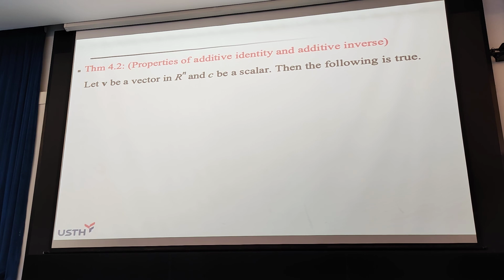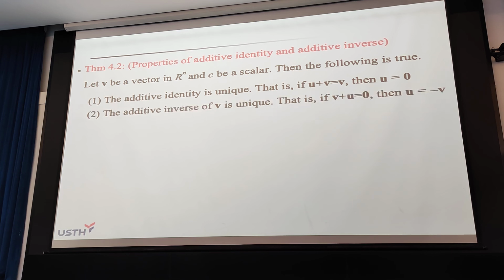And next I will tell you about the properties of additive identity and additive inverse. These are some properties about the zero vector and the negative vector. That is, if you have u plus v equals v, then u must be the zero vector. That is, the identity is unique. The second property says that if you have v plus u equals the zero vector, then u must be the negative of v. So we have two properties of the zero vector and the negative vector.